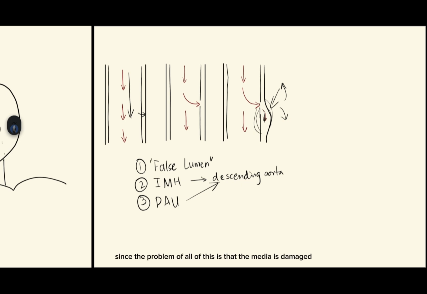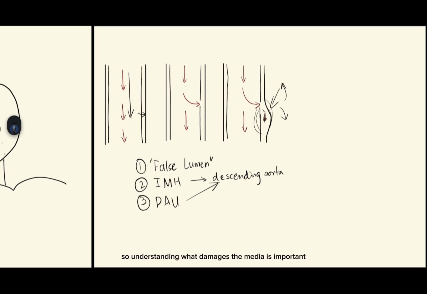The problem with all of this is that the media is damaged, and that propagates the blood flow, because even if there's a tear in the intima or no tear in the intima, it is the diseased media that propagates the aortic dissection.